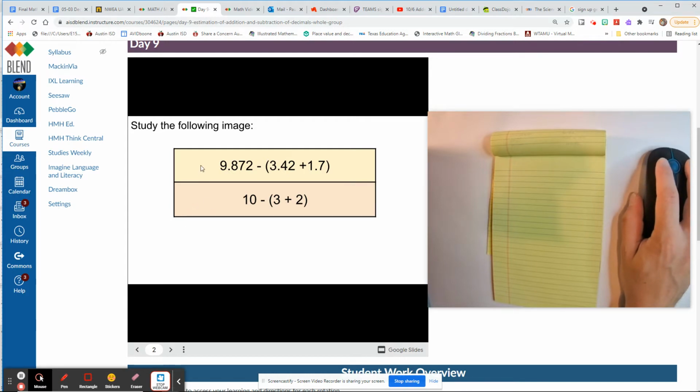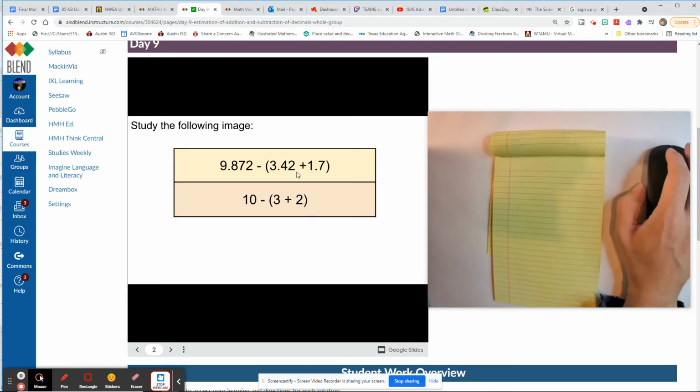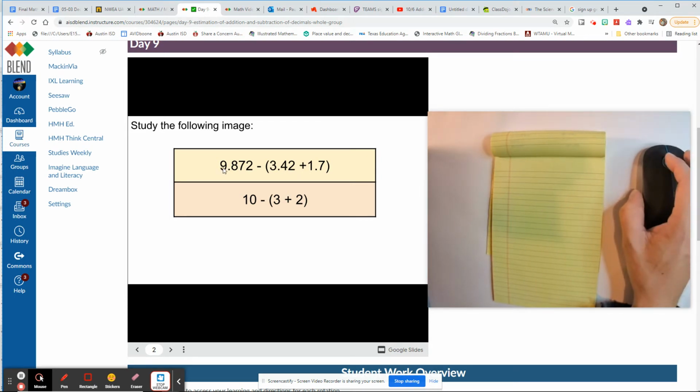Now, this may look like a strip diagram, but really this is just showing you a complicated version of something and a simple version of something. So remember, whenever we did estimation, we talked about how estimation is basically a way to make your numbers easy to use, right? Easy to work with.